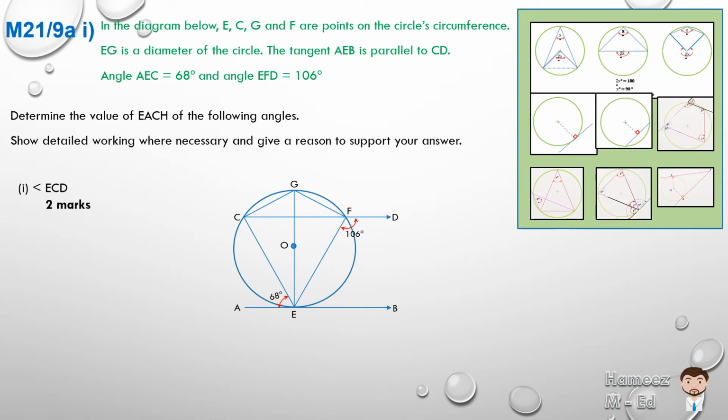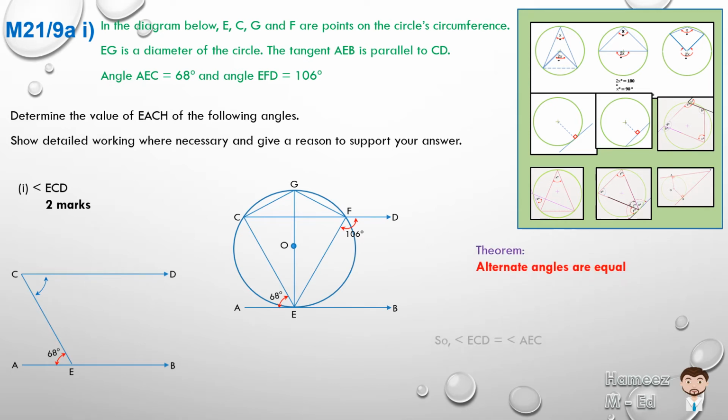Part 1, ECD. So if we look at ECD, we can extract that and recognize that there are 2 parallel lines. And what's the theorem dealing with 2 parallel lines? That those angles, the one we have in red and the one we're bringing up in blue, are called alternate angles, and alternate angles are equal. So angle ECD is equal to angle AEC. As such, angle ECD is equal to 68 degrees.